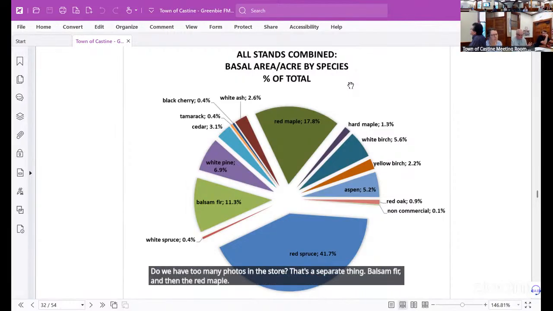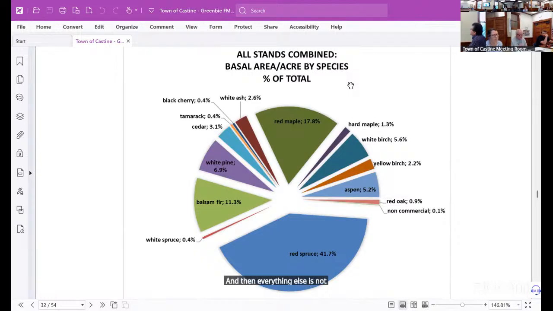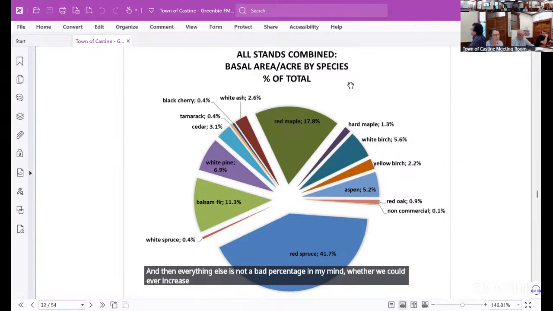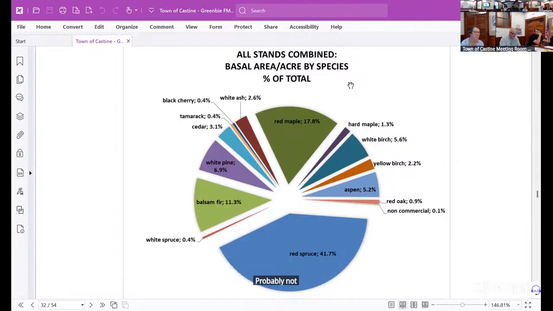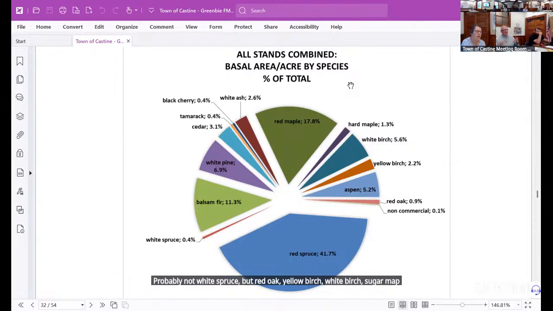And then everything else is not a bad percentage in my mind, whether we could ever increase as much. Forget the black cherry for a minute, that's not really something to speak of, but cedar, tamarack, probably not white spruce, but red oak, yellow birch, white birch, sugar maple, which is hard maple, those would be better.